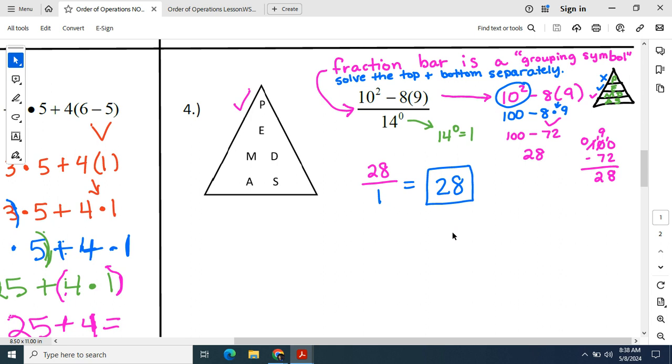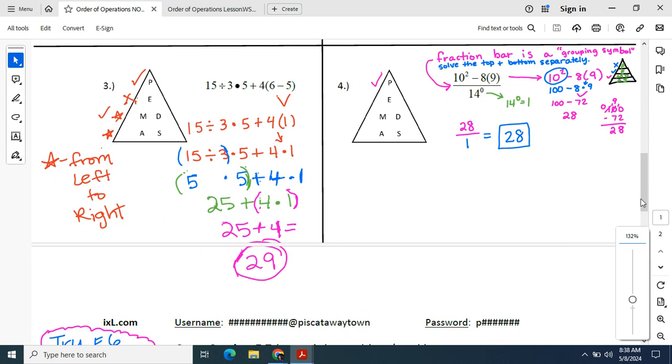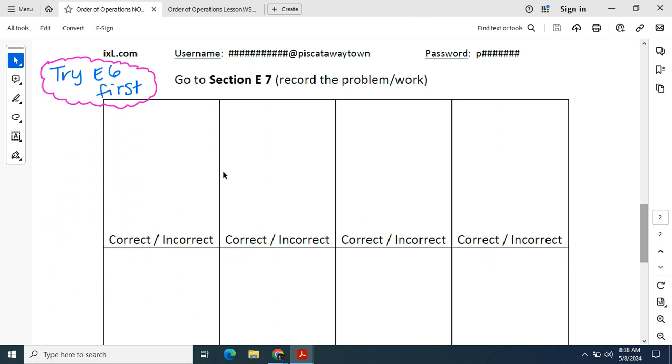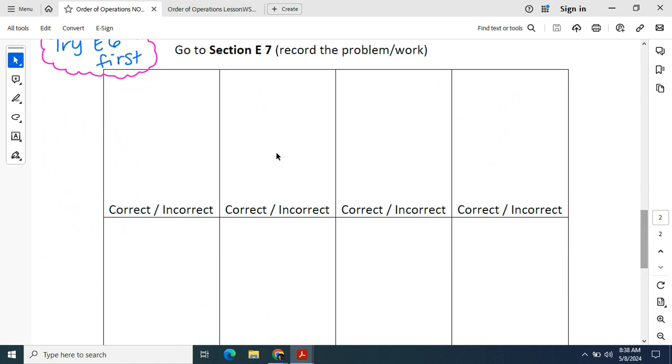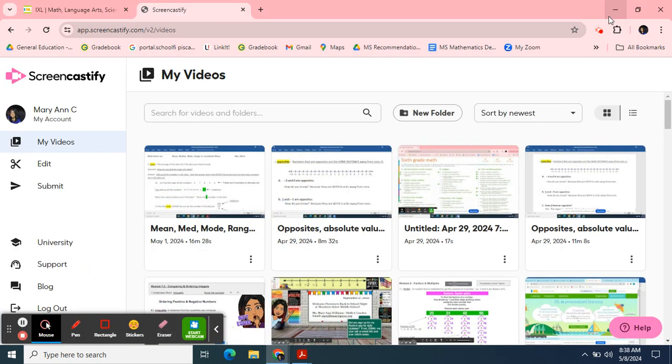So again, what I would like you to do is maybe try to redo some of these questions, see if you can do it. Once you feel comfortable, then the next thing I want you to do is log into iExcel. Try E6 first. E6 kind of guides you, and then move into E7 for the rest of the period. You're going to show your work here and circle if you got it right or wrong. If you're getting a lot of them wrong, make sure you call, ask me for questions or ask me for help. Make sure you post your notes.